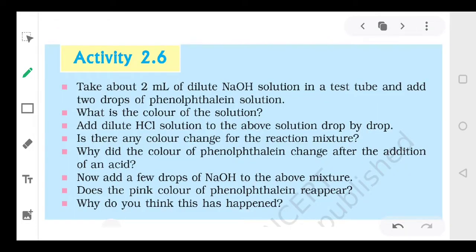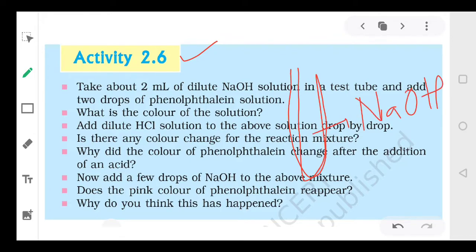Now today's last activity, that is activity number 2.6. In this activity what we'll do, we'll have a test tube. In the test tube we will add NaOH. क्या ऐड करेंगे हम? NaOH. कितना? 2 ml. So we will add 2 ml of NaOH. In this we will add 2 drops of phenolphthalein solution.